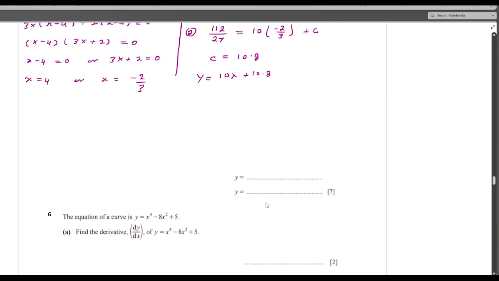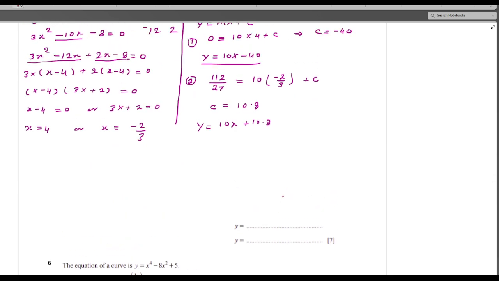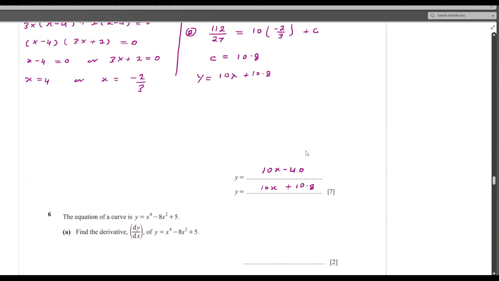So here we have two equations. One is y equals 10x minus 40, and the other equation is 10x plus 10.8. You can keep your answer in fraction. In fraction, if you are writing your answer, it is 292 divided by 27. Okay, so I will consider this a very good question for 7 marks.